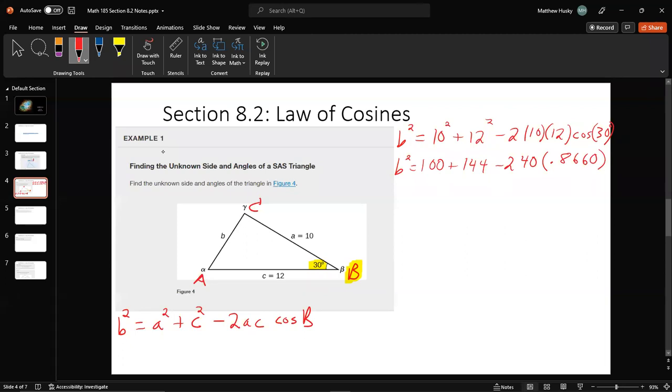So we keep working this out here. We're going to have b squared is equal to, let's find out what this is. We're going to do 100 plus 144 minus 240 times that decimal we just obtained. If you do that, b squared is going to be 36.1539.